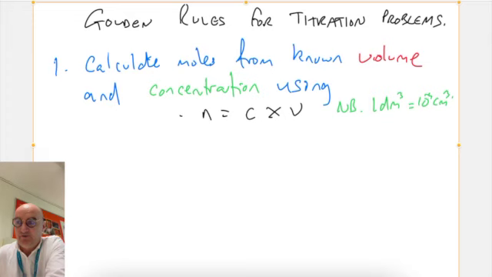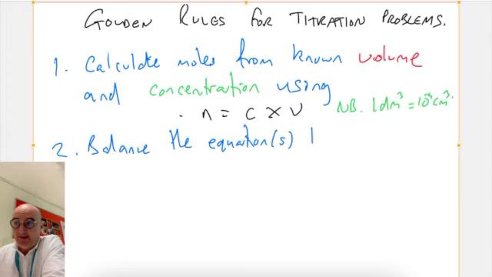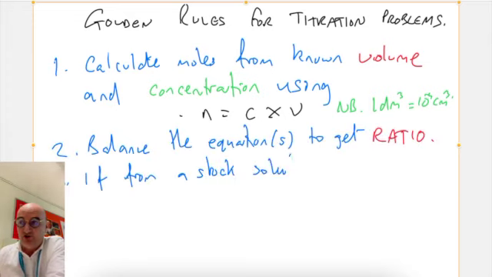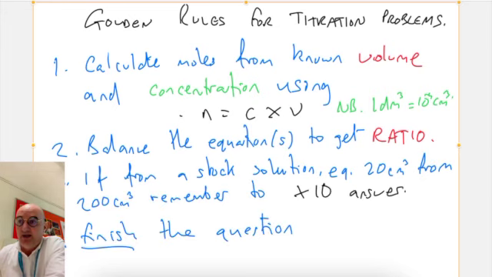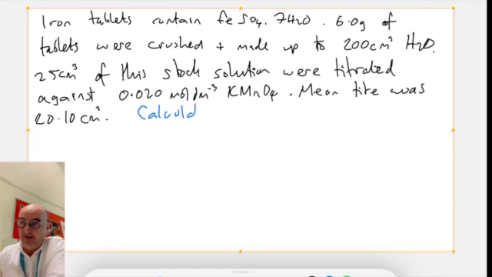Some golden rules. First of all, start where you can. n = C × V, there will be a volume, there will be a concentration. Get the ratio. If it's a stock solution, don't forget to factorize. And finally, read the question. Make sure you've answered it.